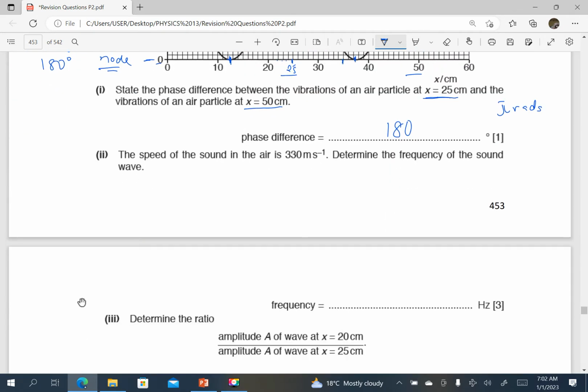The speed of sound in air is 330. Determine the frequency of the sound wave.